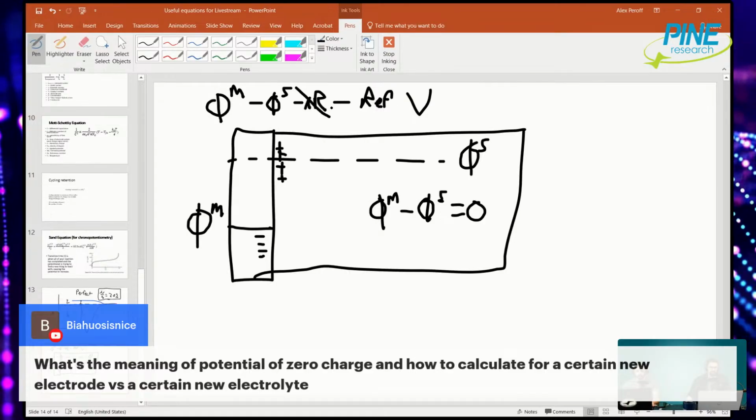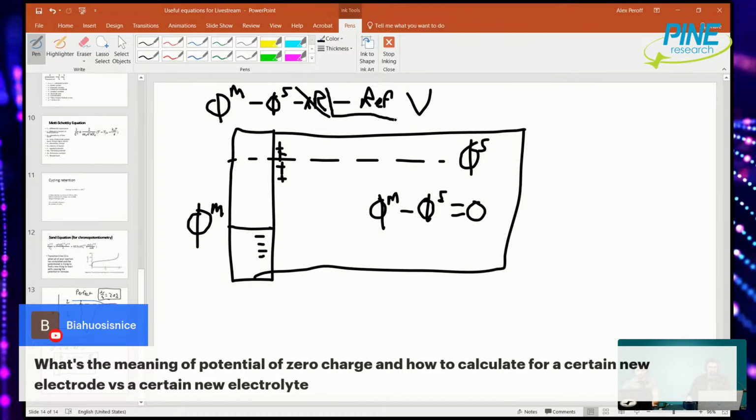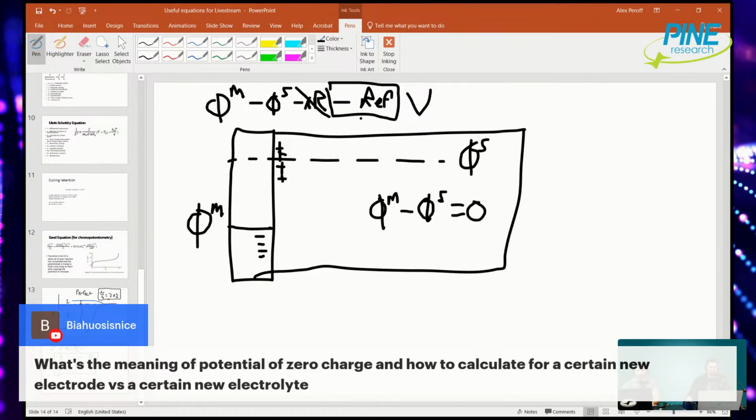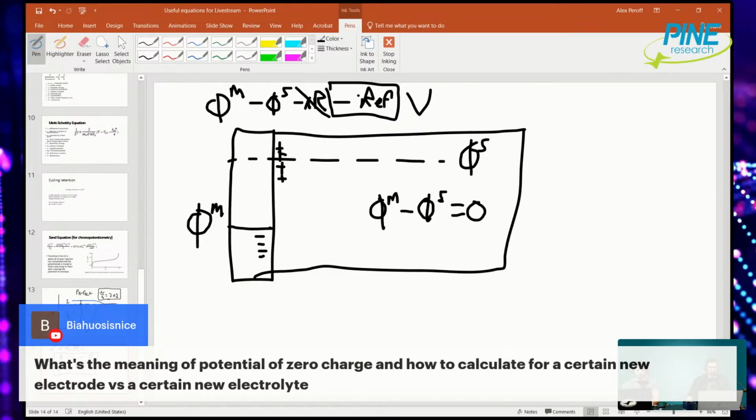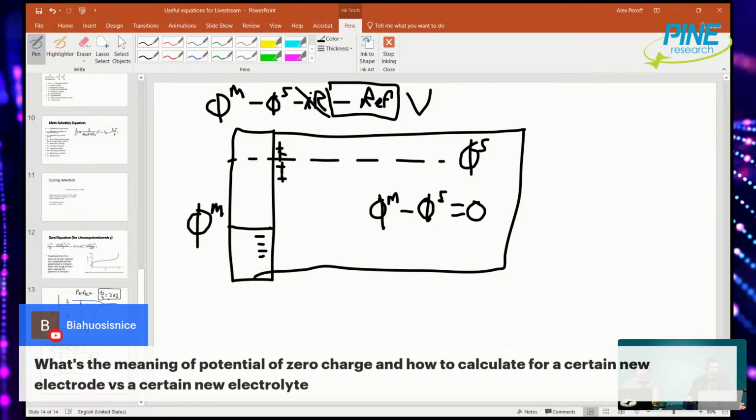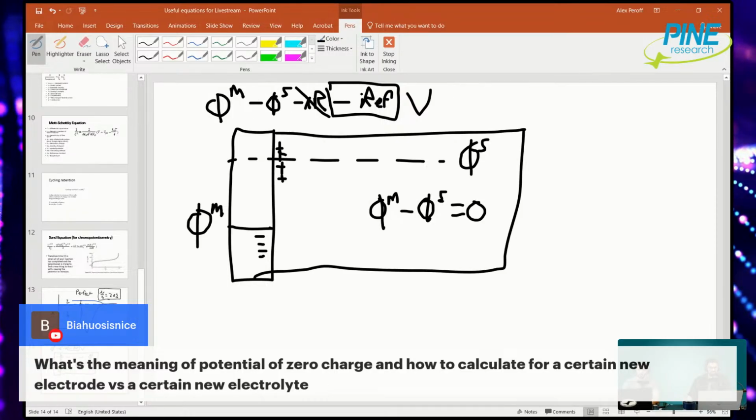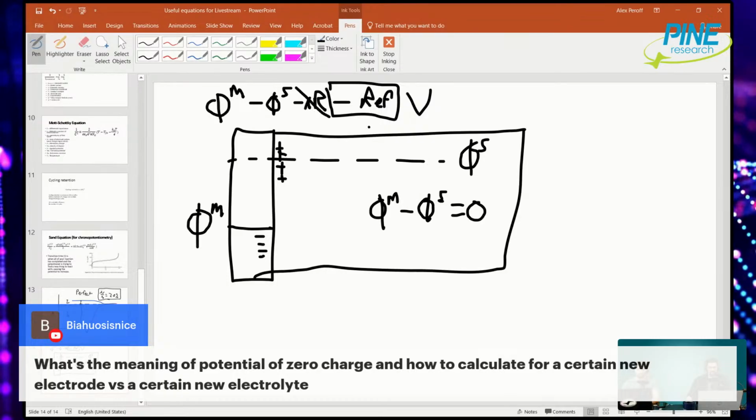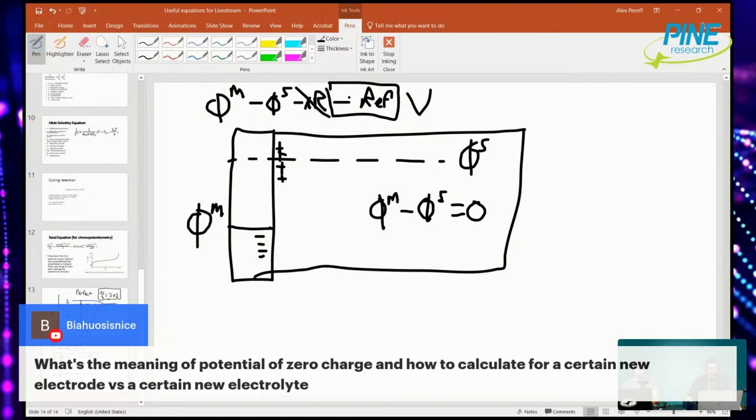So there's a part of me that thinks, do you just measure negative the reference potential of your voltmeter, and once you're at that potential, that is the potential of zero charge? That's why I think, because you have a different kind of reference electrode, you're always measuring the potential with respect to the reference. But I don't know for sure.